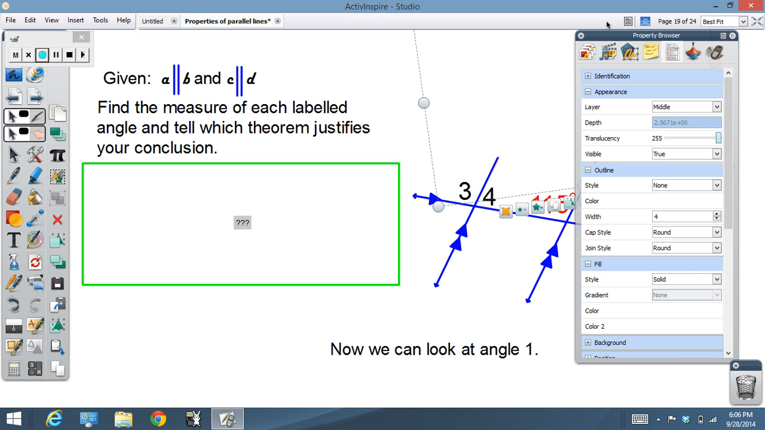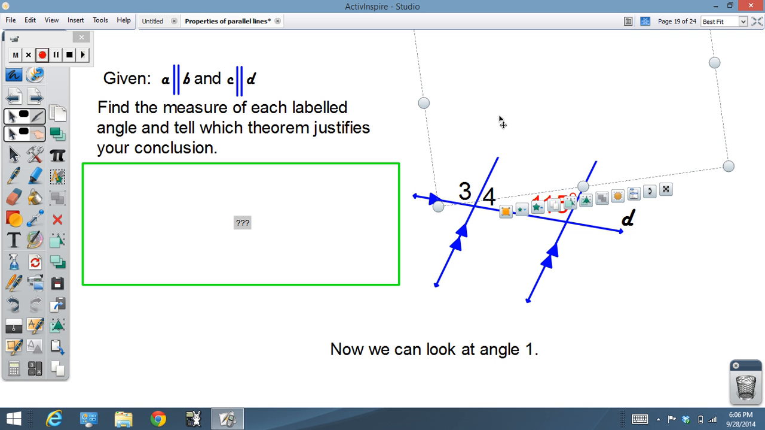And we will ignore the upper part of the picture and look only at lines A and B cut by transversal D. All right. So now with this configuration, I see 115 and 4 are same side interior, same side of the transversal, inside the two parallel lines. Therefore, angle 4 is going to have to add up with 115 to make 180, and that means angle 4 must be 65.